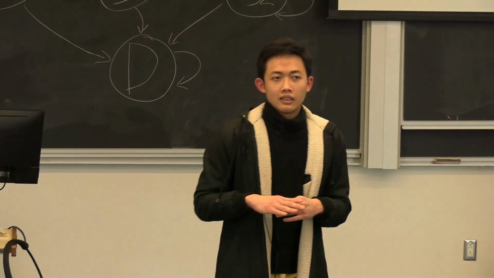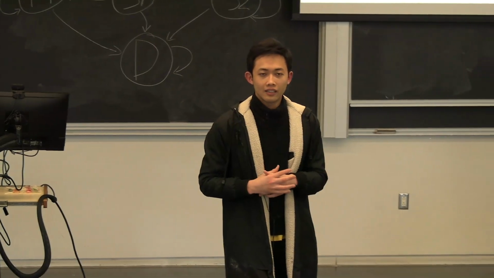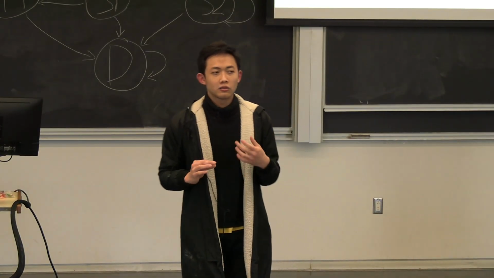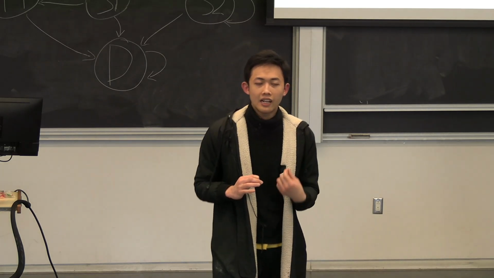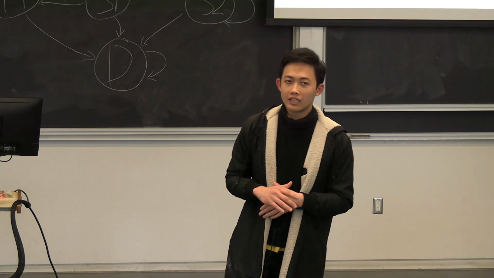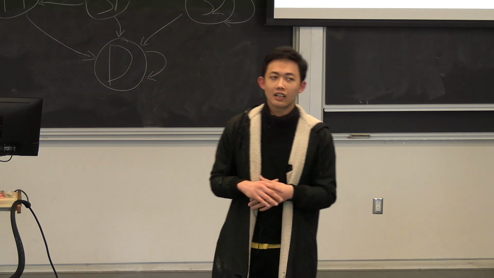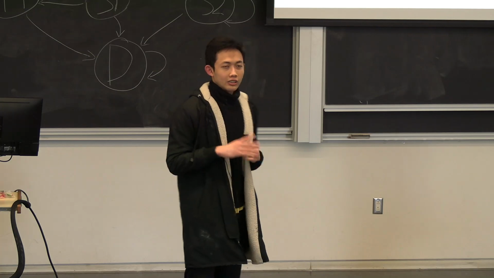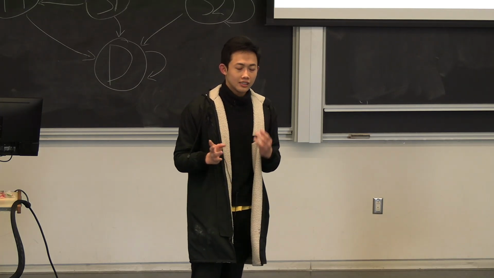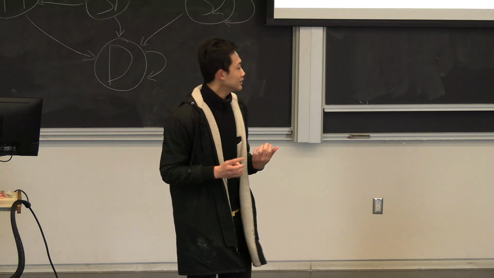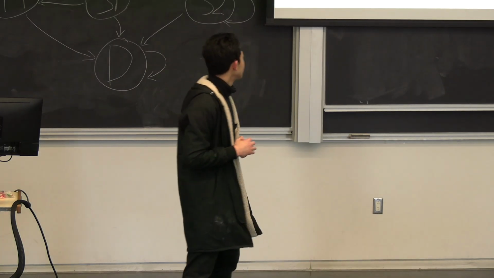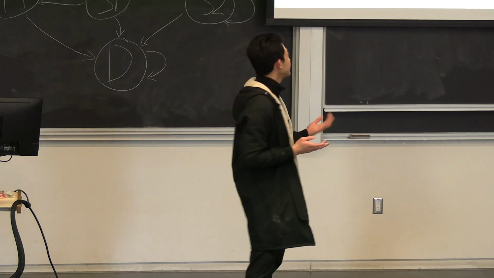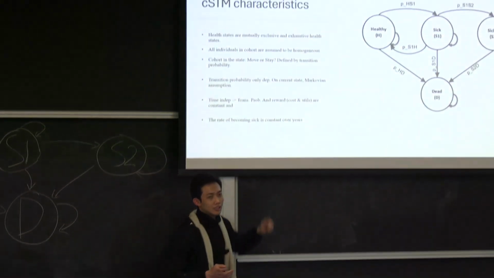So, in terms of medical, of course, if you have a diabetes history, you have a higher risk of getting diabetes than other people who don't have a diabetes history. So you cannot include the history of the patient. That's one of the minuses of the cohort state transition model. And we are also assuming that the rate of becoming sick is constant over years.